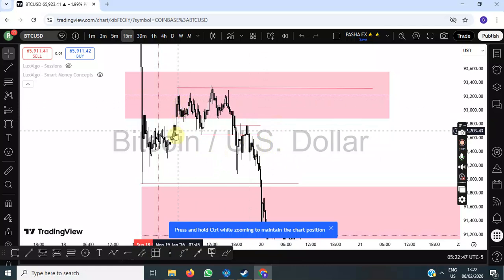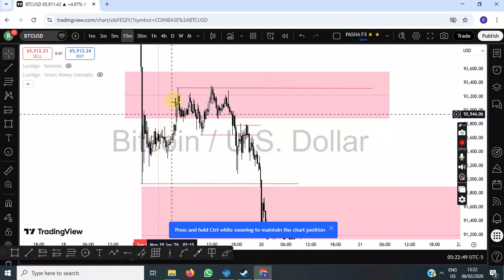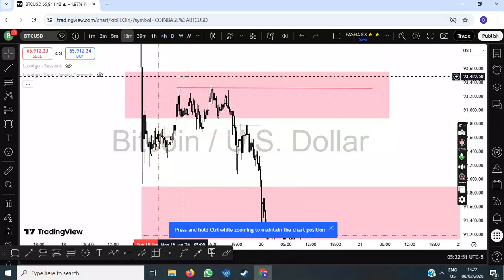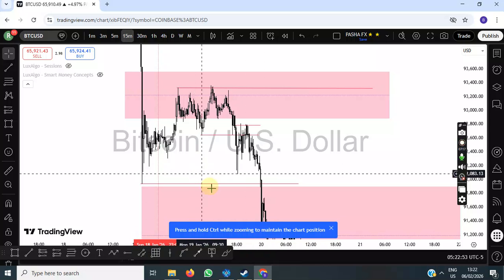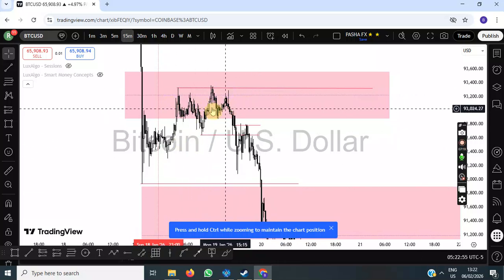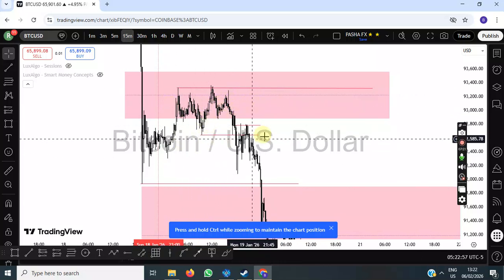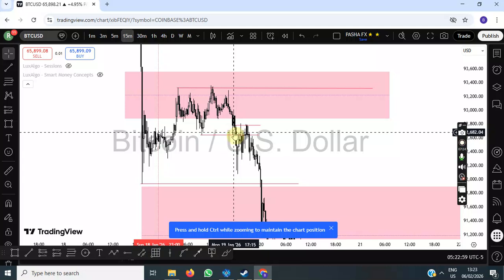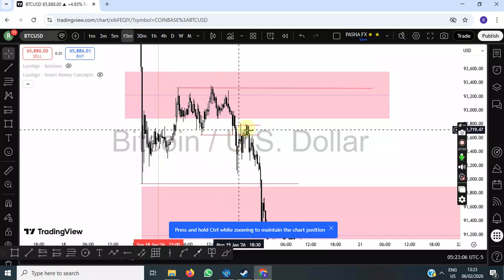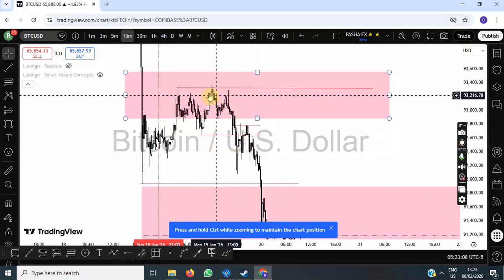So this was an open manipulation distribution. So this was an ICT 2022 model, market structure shift. There is a very tiny fair value gap here. This order block, market structure shift, order block, entry, down.